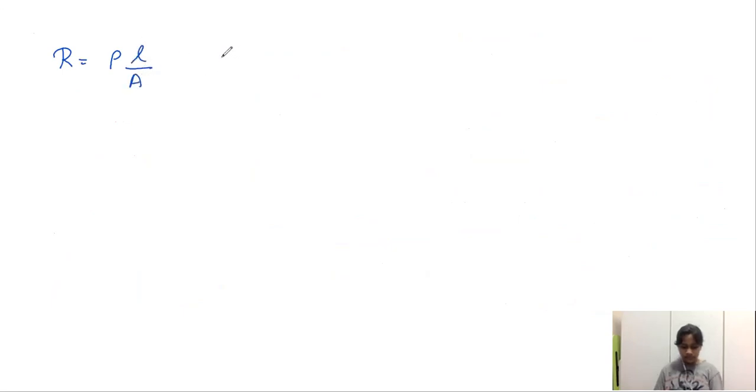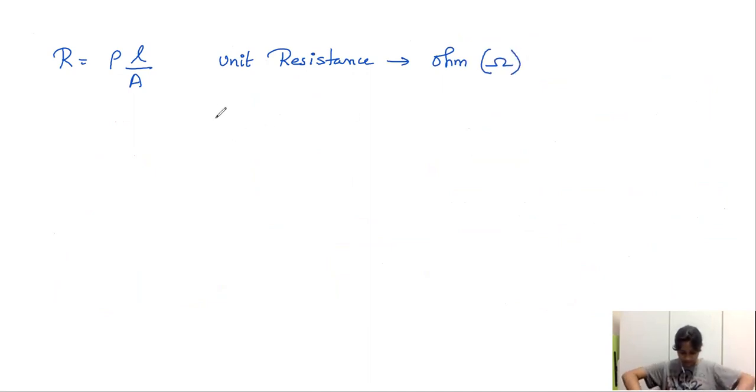Now, about the units, just now we discussed R value to be equal to rho into L by A. Do you know what is the unit for resistance? Ohm. It is ohm. Ohm is denoted like this symbol, right? Then what is the unit of resistivity?